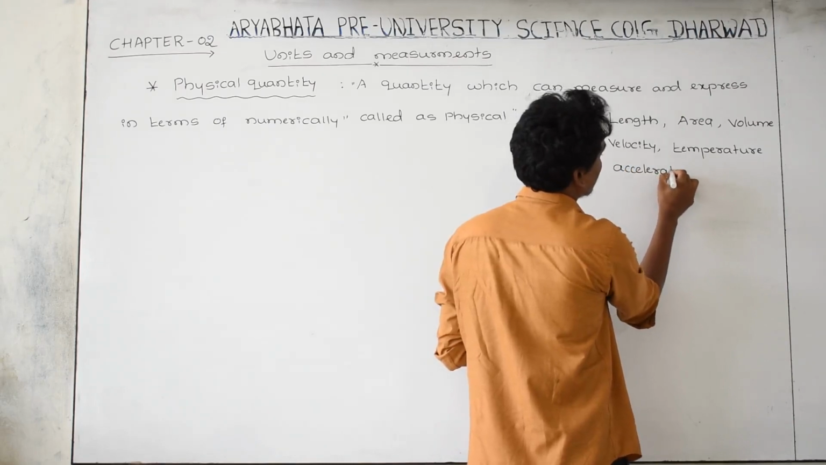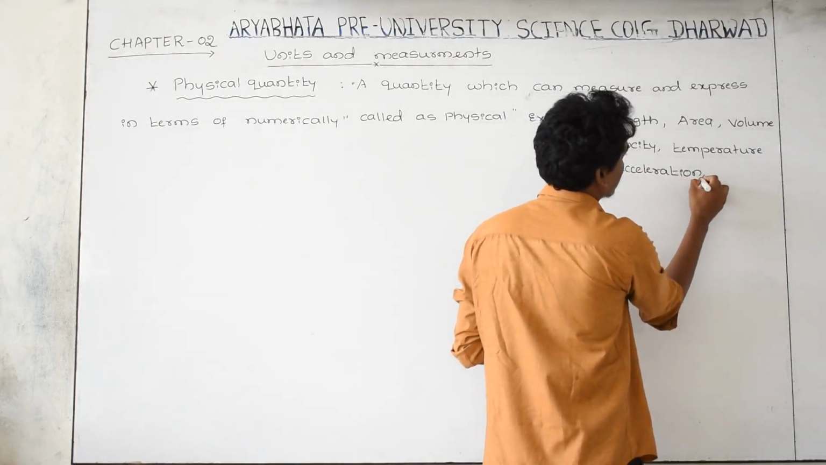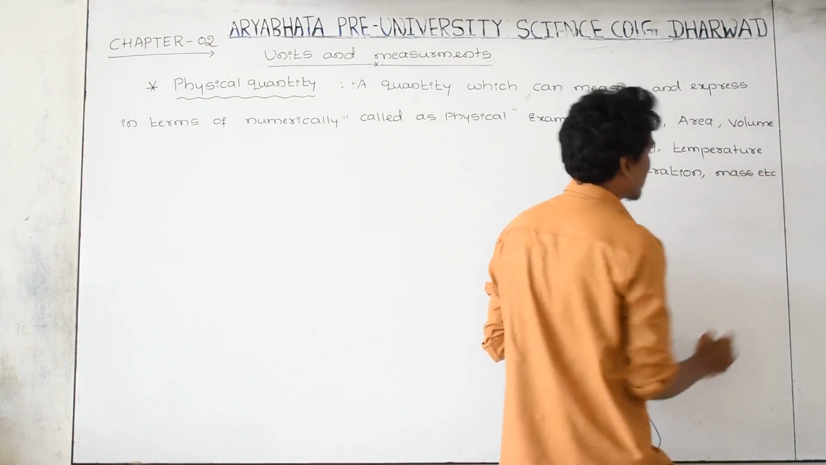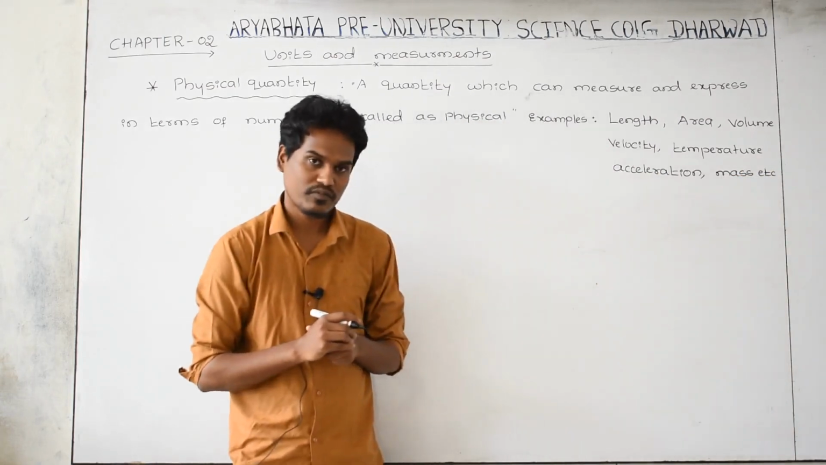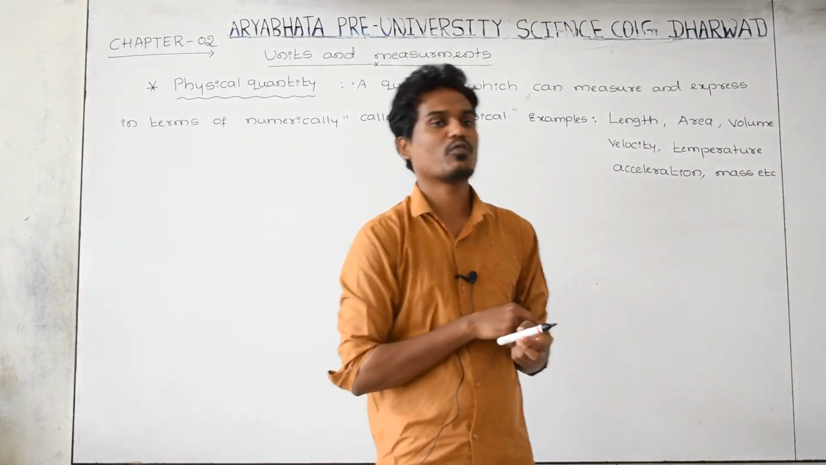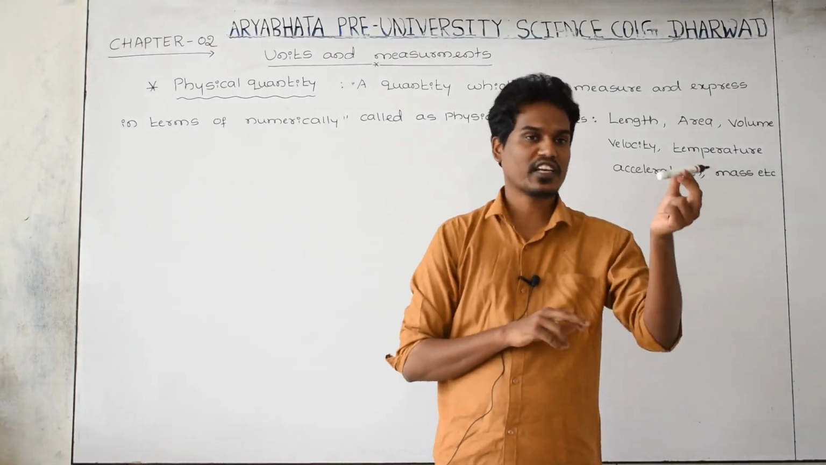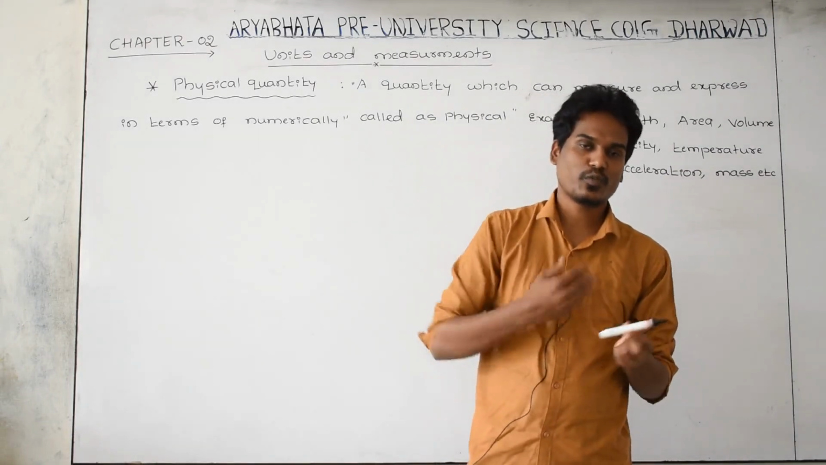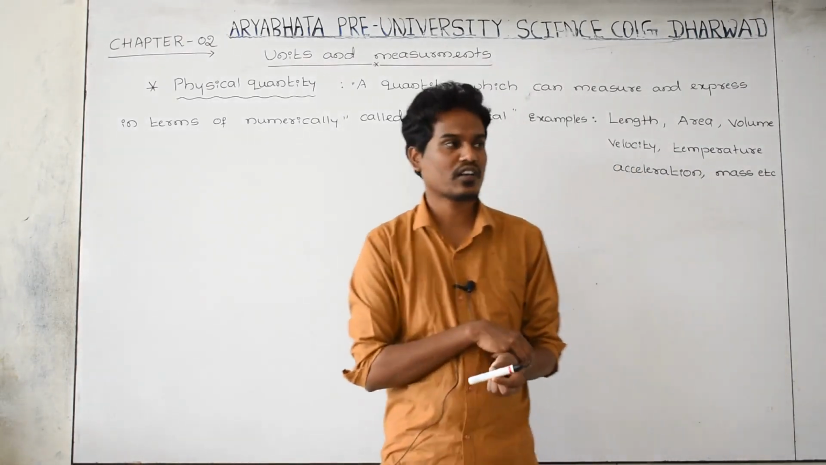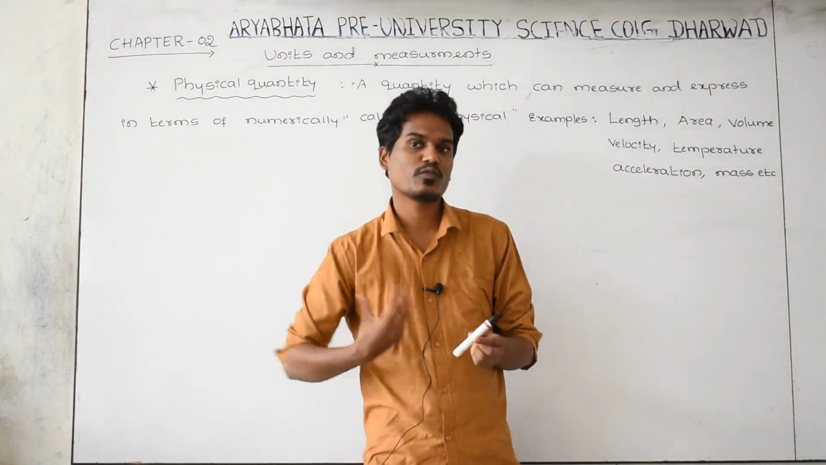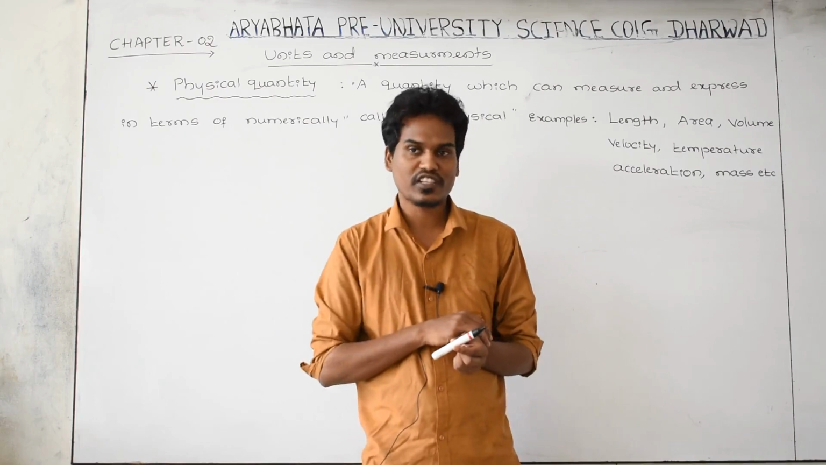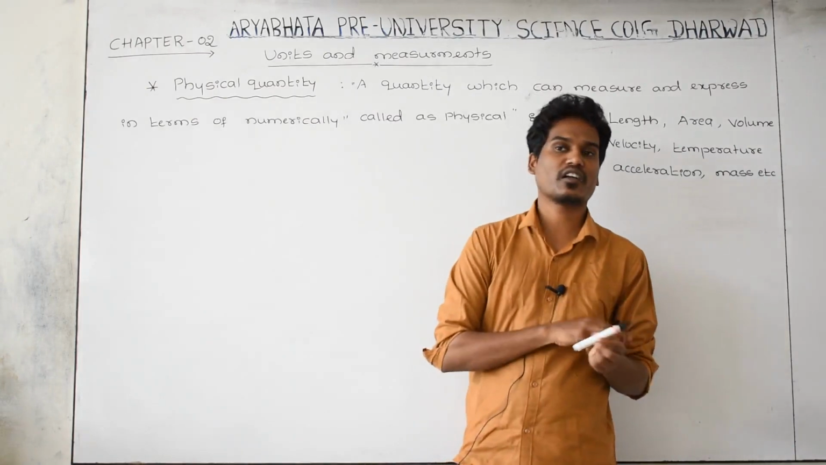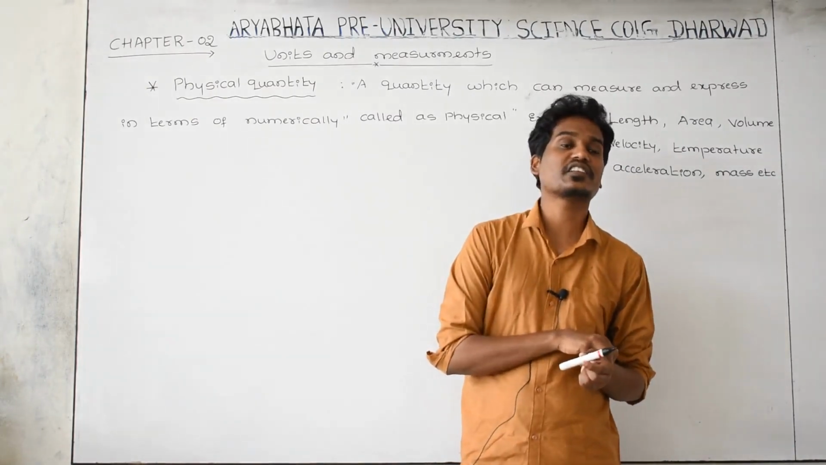And next, acceleration is there: with how much acceleration the body is moving. And next, mass is there. Many examples are there. For example, the marker has a mass of around 0.1 kg. Is it possible to measure the mass of the marker? Yes, of course. Is it possible to express the mass in terms of a value? Yes, 0.1 kg. We are expressing the mass of the marker in terms of a number, which is numerical.